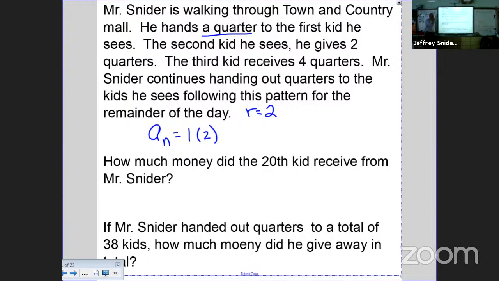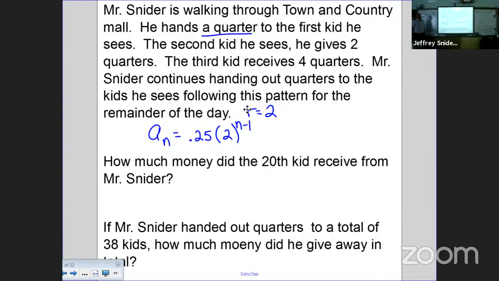Okay, now look, here's the thing. That's true. But look what my questions down below are going to ask for. How much money? So I said I handed a quarter, but how much money did the first kid actually get? 25 cents. So maybe instead of putting 1, I should put 0.25. Because that's how much the first kid really got. So I'm going to make this 0.25 times 2 to the n minus 1.